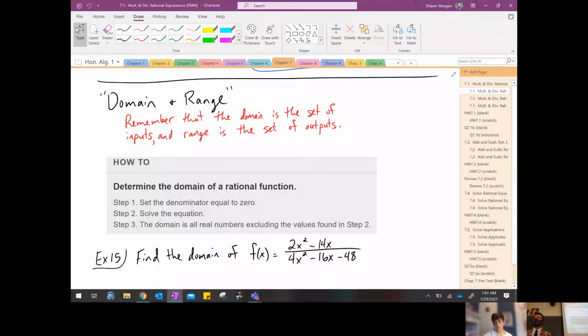All right. On the screen, obviously, we need to revisit this topic of domain and range. Which one's which? Domain is the set of X values. Range is the set of Y values. Now, if there's not an X and a Y, if you're using some other letters or if you're in another context, just remember that domain is the set of inputs, what you're allowed to plug in. All right. And range is the set of outputs.